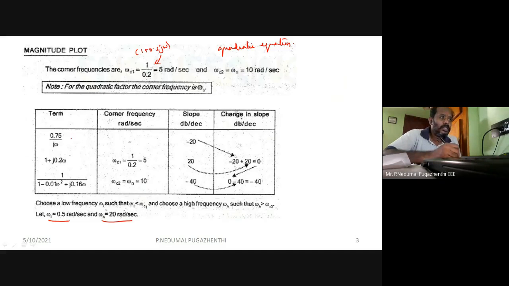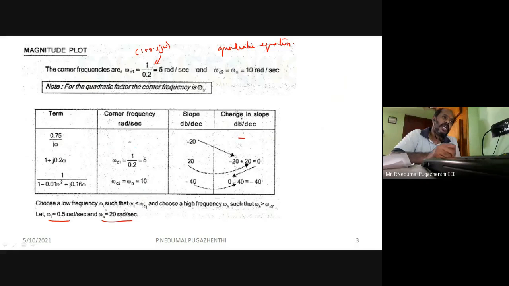So three terms are there. First term we will take 0.75 by j omega. This term doesn't have a corner frequency since it doesn't have a time constant. Since j omega is in the denominator, you will have a minus sign, and the power of omega is 1, so you will get 20. So minus 20 is your first slope, and there is no change in slope at the first term.